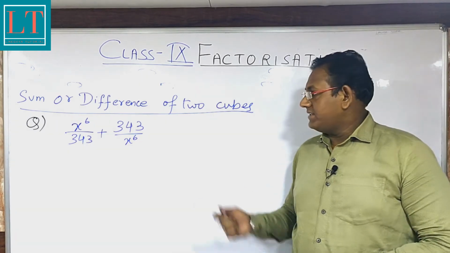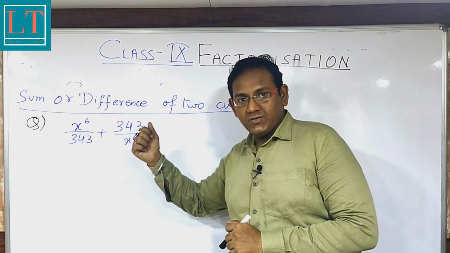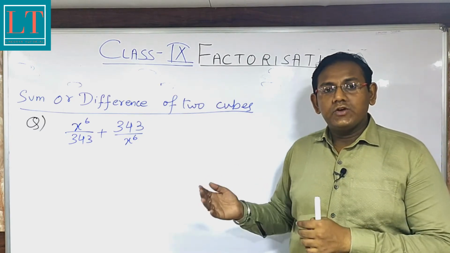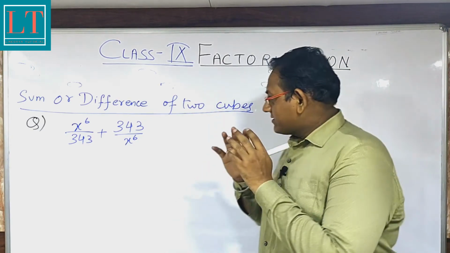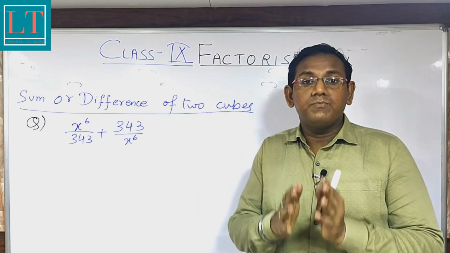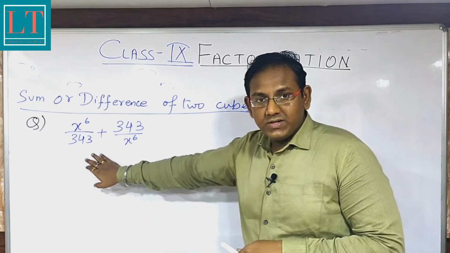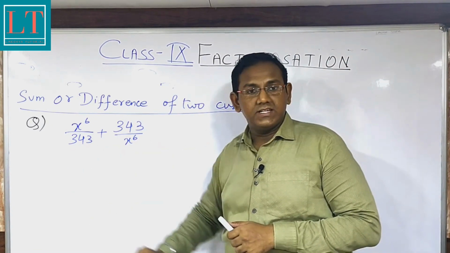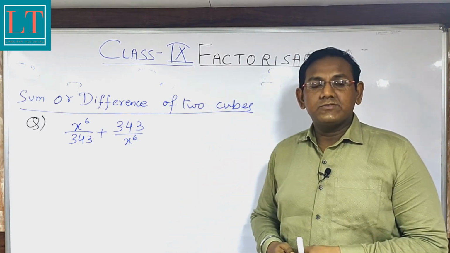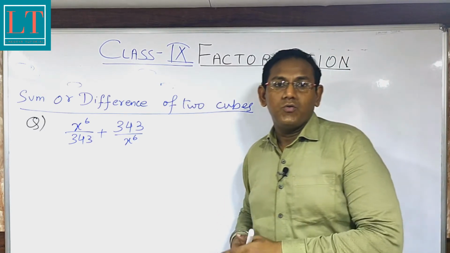Now let us understand this question. In this question we are getting a plus sign, so we can understand that we have to apply the a cube plus b cube form. Let us apply the formula of a cube plus b cube. But before applying the formula, we must bring this into the form. First let us think about 343. Can 343 be expressed as a perfect cube? Yes, 343 is 7 cube.